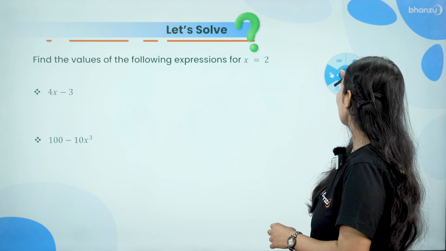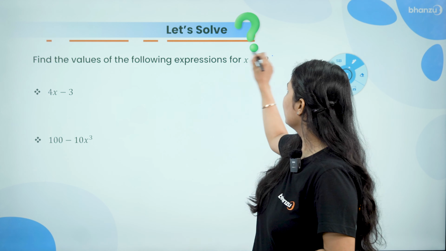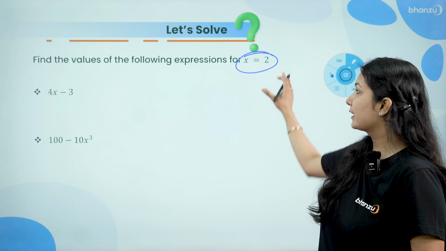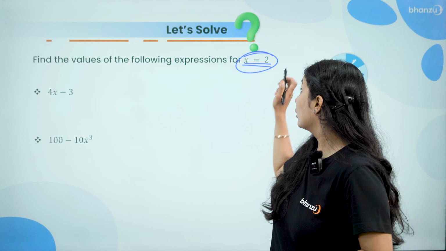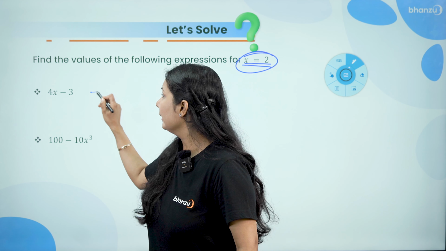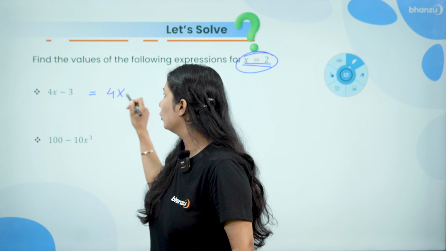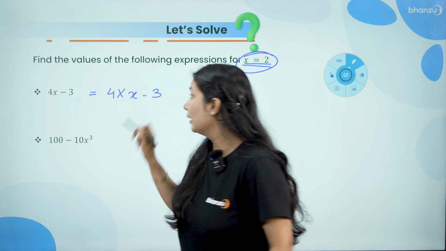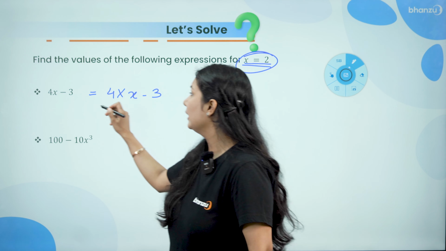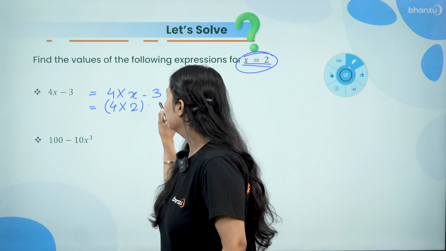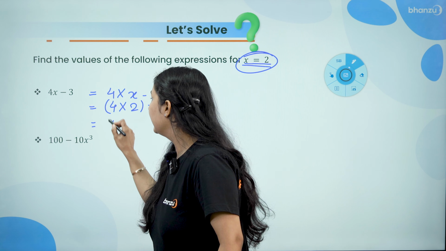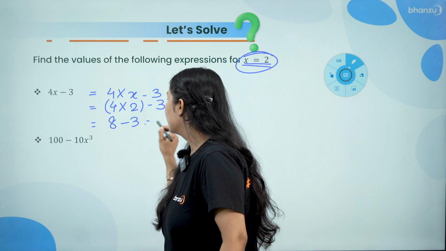So let's check it out. Our question says that the value of x is equal to 2 and you need to substitute this value in the given expressions to get their value. So if x is equal to 2, here it says 4 into x minus 3. Instead of x, we are going to write 2. So 4 into 2 minus 3, which is 8 minus 3, which is equal to 5.